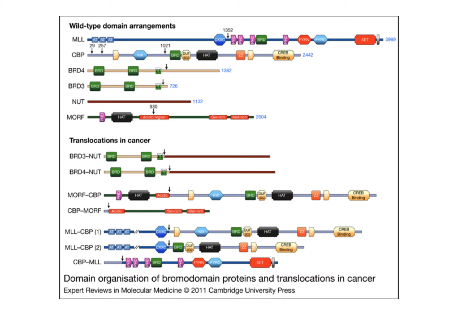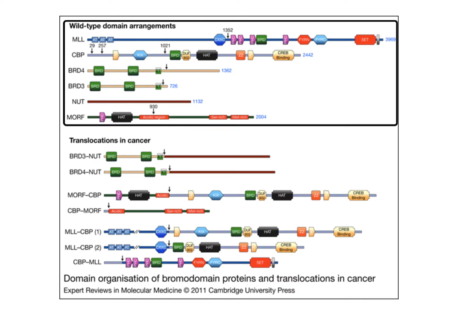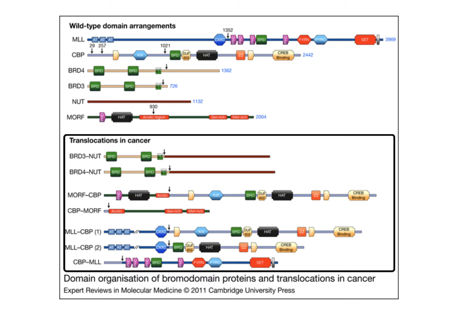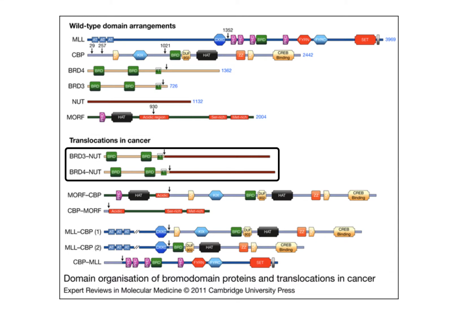Usually they are increasing the transcription of certain genes, thus causing a cancer. So here are the wild type domains in these various proteins, and you can see the bromodomains in some of them. But you can get crossovers between these and other genes and cause aberrant genes and proteins to be formed. This one then has a bromodomain that normally doesn't.